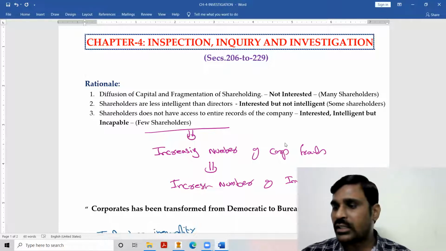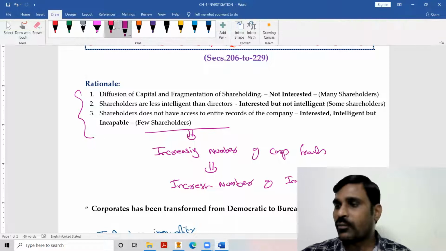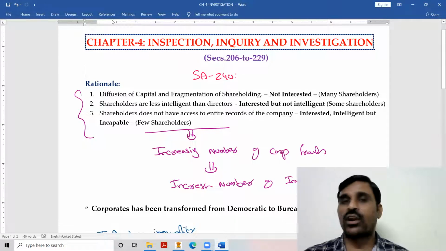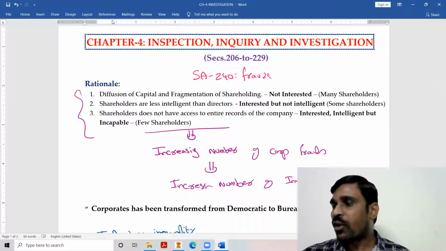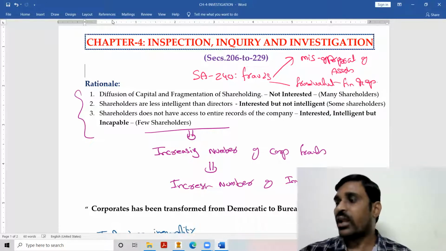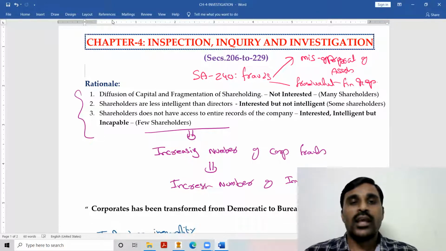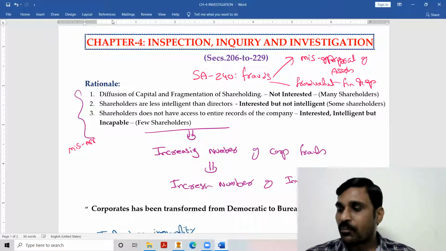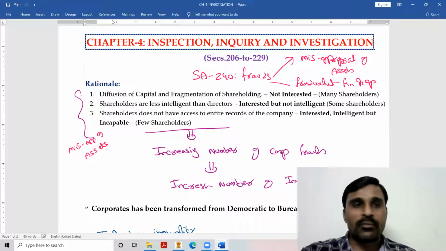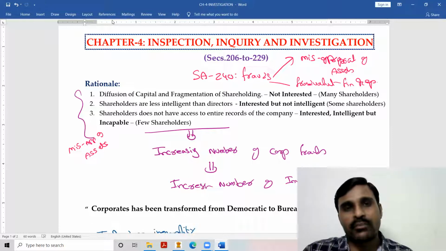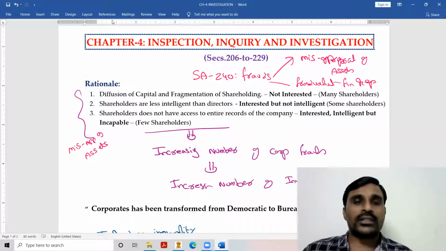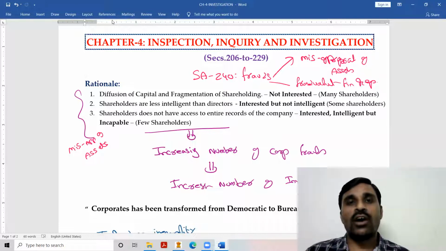Till now I have discussed one type of fraud. If you look at SA 240, there are two types of frauds. One type is misappropriation of assets. Another type is fraudulent financial reporting. Till now I have discussed only misappropriation of assets. That means directors, for their personal benefit, divert the funds or assets of the company to other companies by way of related party transactions. Okay, fine. Next, the second type of fraud, fraudulent financial reporting.